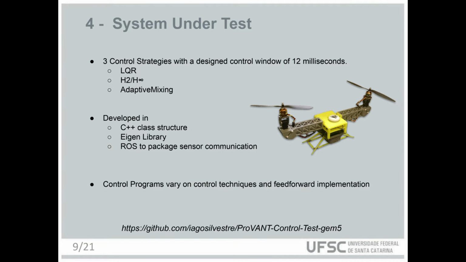We chose three control strategies from the PROVEN project to study: the LQR, the mix of H2 H infinity, and the adaptive mixing. They were all developed in C++, all used the Eigen library for matrix operations, and ROS to package sensor communication, and they all had a 12 millisecond control window. They varied, however, on control technique and other things such as feed-forward implementation. These control programs are available in our GitHub.